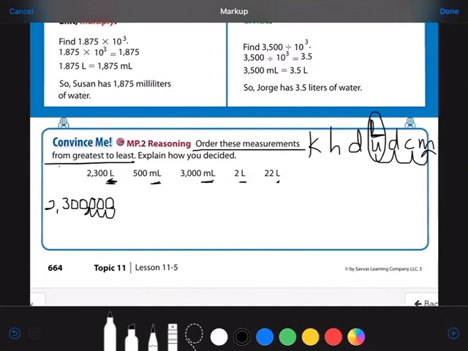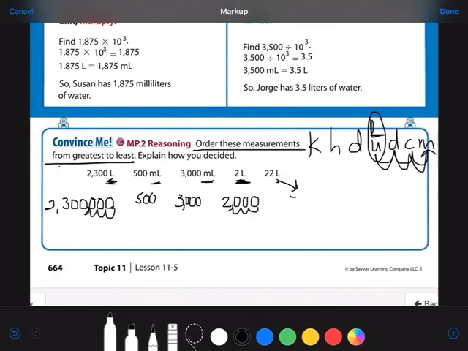And I say 1, 2, 3 jumps to the right. So that first one is now 2,300,000 milliliters. That's a lot of milliliters. This one's already milliliters, 300 milliliters. This one's already in milliliters. It's 3,000 milliliters, right? This one here, that one's not in milliliters yet. But I know I have to make 1, 2, 3 jumps to the right. So I'm going to put my 2, and then I'll jump 1, 2, 3 jumps to the right. So 2 liters is 2,000 milliliters.